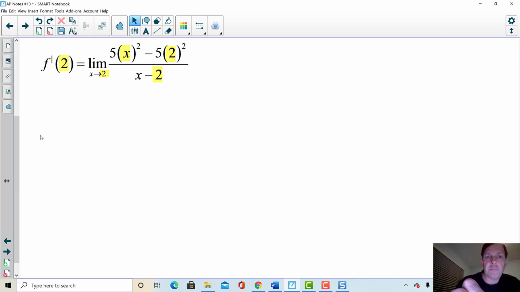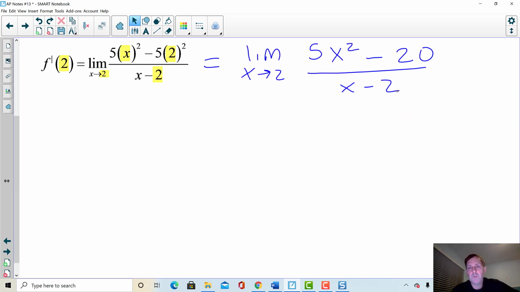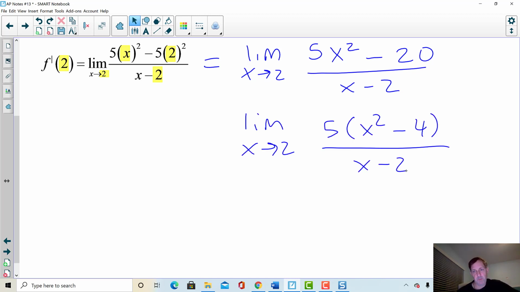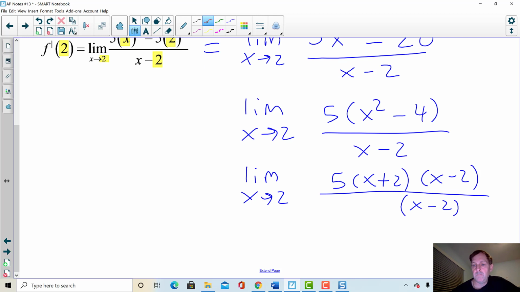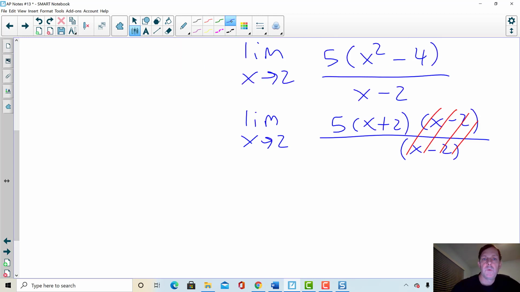Okay, if I multiply the top out, this is what I get. Now you'll notice you cannot plug in 2 because if you plug in a 2, you're going to get 0 over 0. So this is one of those factor and cancel limits. We've got to take a 5 out of the top. Then we can factor the top further. It's a difference of squares. Now we can cancel the factor of x minus 2. And now we're left with a plug-in limit.